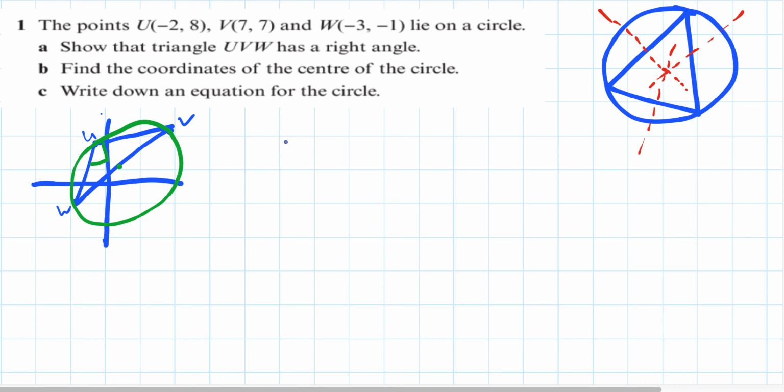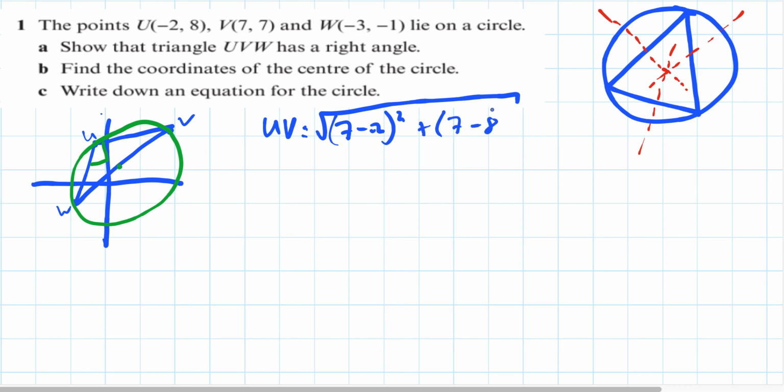So let's do the smaller length first. Let's do UV equals square root, so I'm just finding the length. Again, I'm using Pythagoras. x2 minus x1 squared, so that is 7 minus 2 squared plus 7 minus 8 all squared, that equals 9 squared, add 1 squared, so 81, add 1, that equals square root 82.